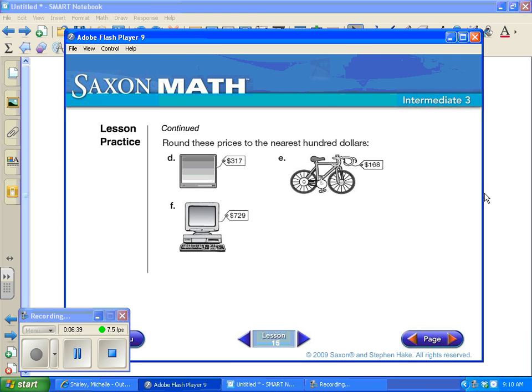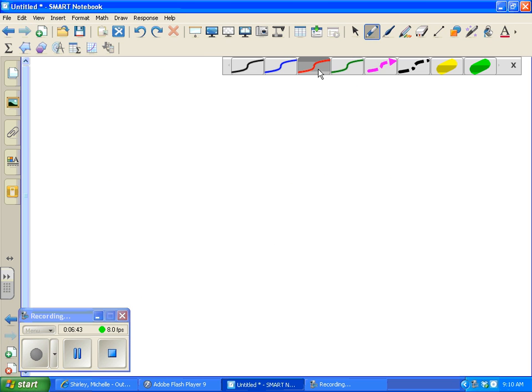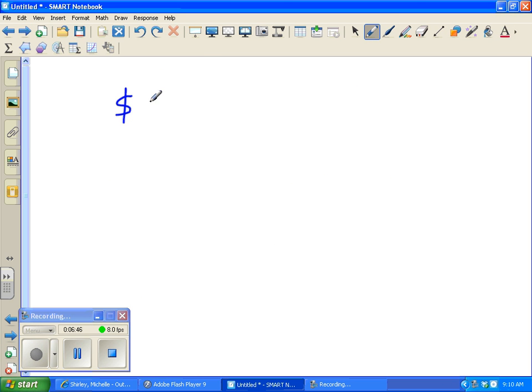Let's look at $168. You guys might need to know this. You might be wanting to buy a $168 bicycle someday. I don't know. You might be on the Tour de France.